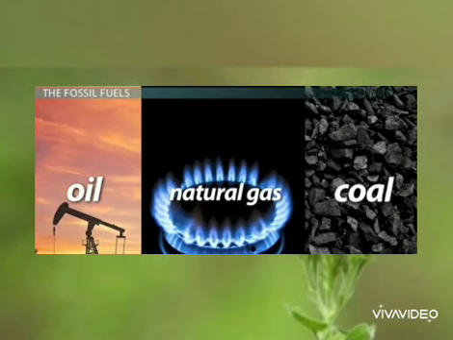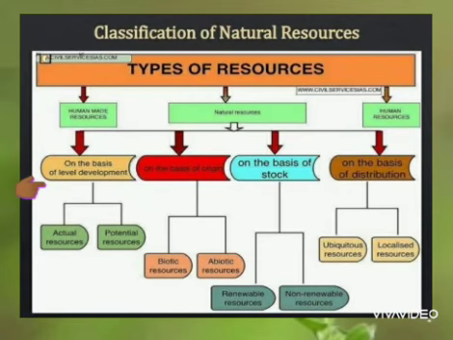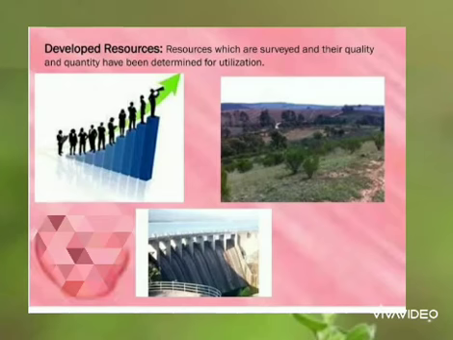Next classification is on the basis of development. On the basis of development, resources are actual and potential resources. Actual resources are also called developed resources. These are the resources which are being used to their fullest and whose actual quantity and quality is known.